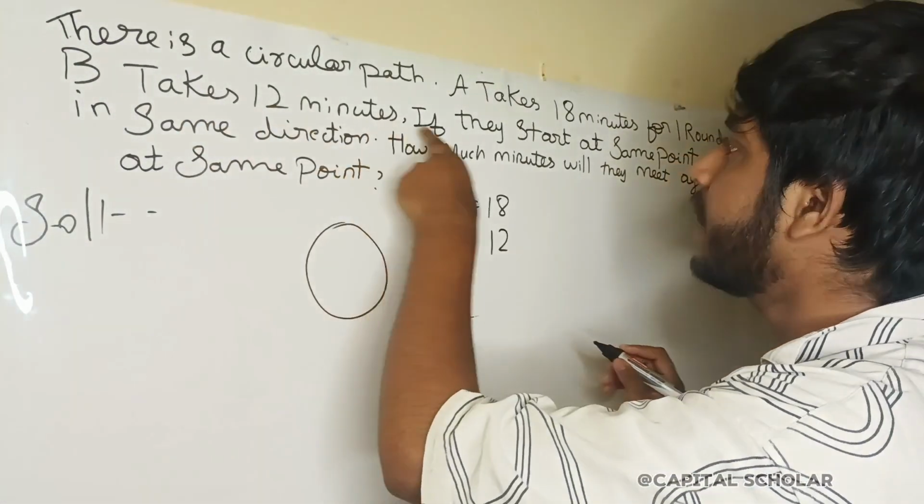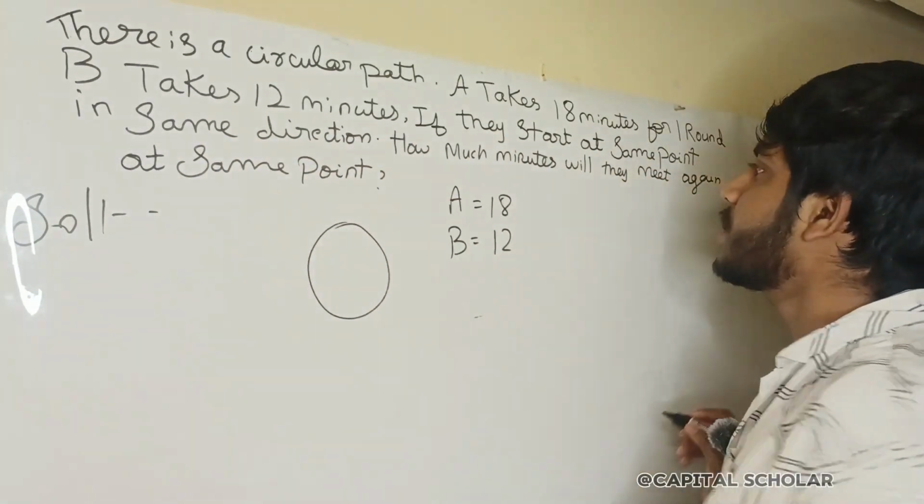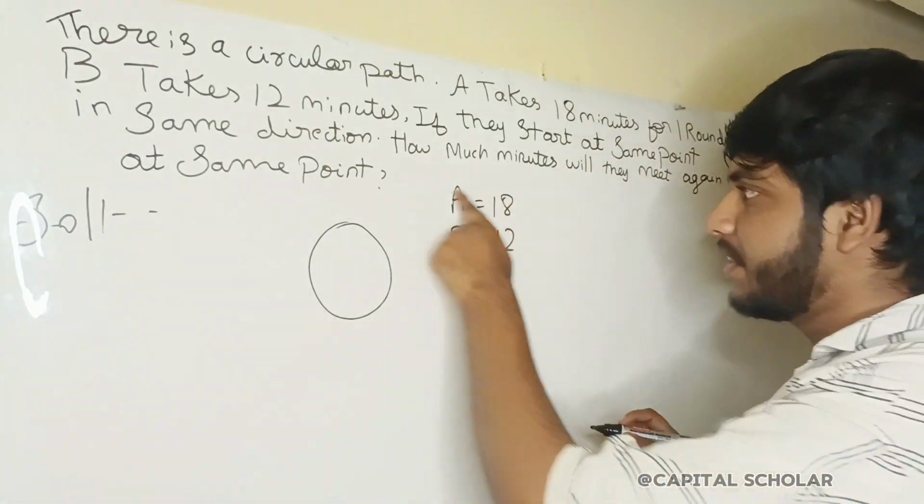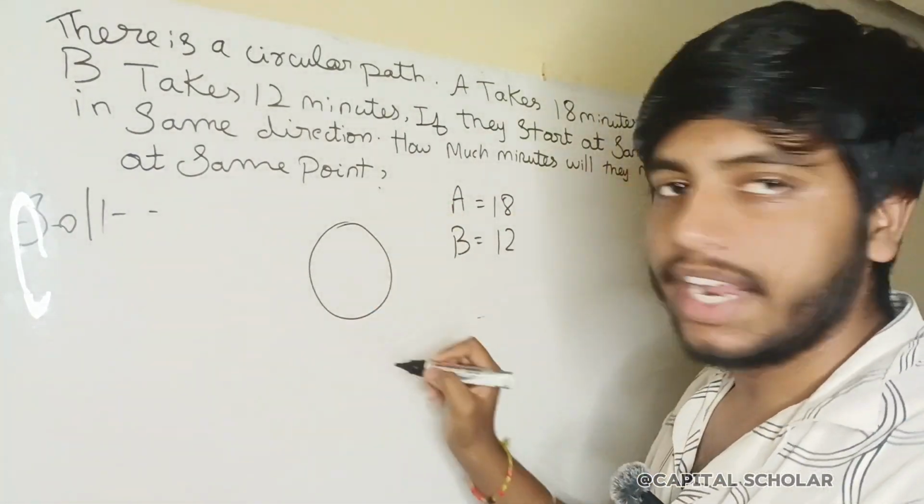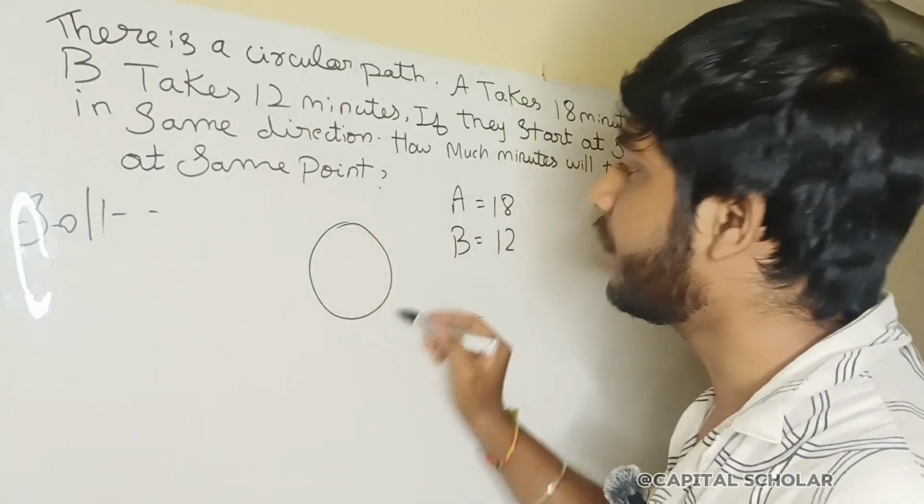B takes 12 minutes. If they start at the same point in the same direction, how many minutes will it take for them to meet again at the same point? Let's suppose A and B are there. A takes 18 minutes to finish one round. B takes 12 minutes to finish one round.